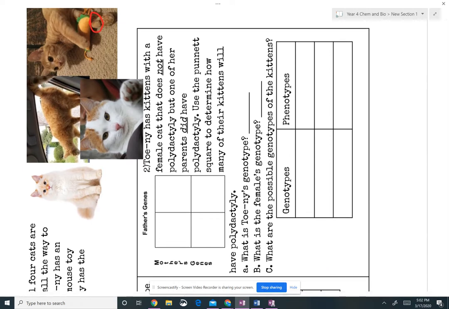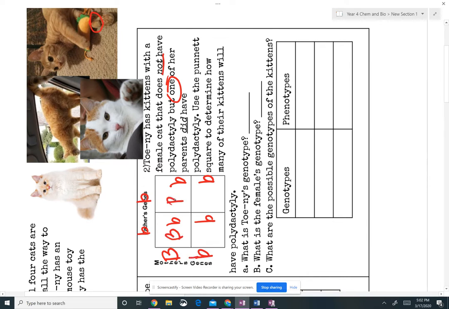Okay. So Tony has kittens with a female cat that does not have polydactyly, but one of her parents did. Using the Punnett square, determine how many of the kittens will have polydactyly. So, there are a couple of things on here. You know that the dad's gene is little b, because that is Tony, and that's the one we've been working with. So he donates one of those. The mom cat does not have the condition, so we know that she has one capital letter, but one of her parents did. Since one of her parents has the condition, this is going to have a lowercase letter in there.